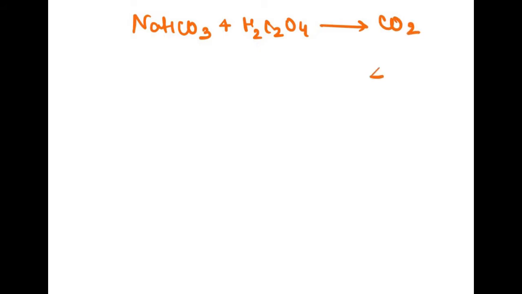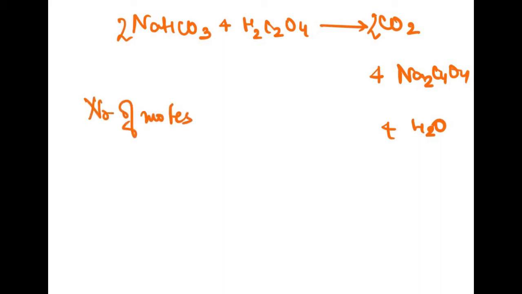So how can we proceed? See what is there. Sodium bicarbonate is reacting with oxalic acid. Right? So an effervescence is observed. That is obviously because of carbon dioxide. And you will get sodium oxalate and water. Right? Now, just balancing the equation, what would you get? 2 CO2, 2 NaHCO3. That's it.